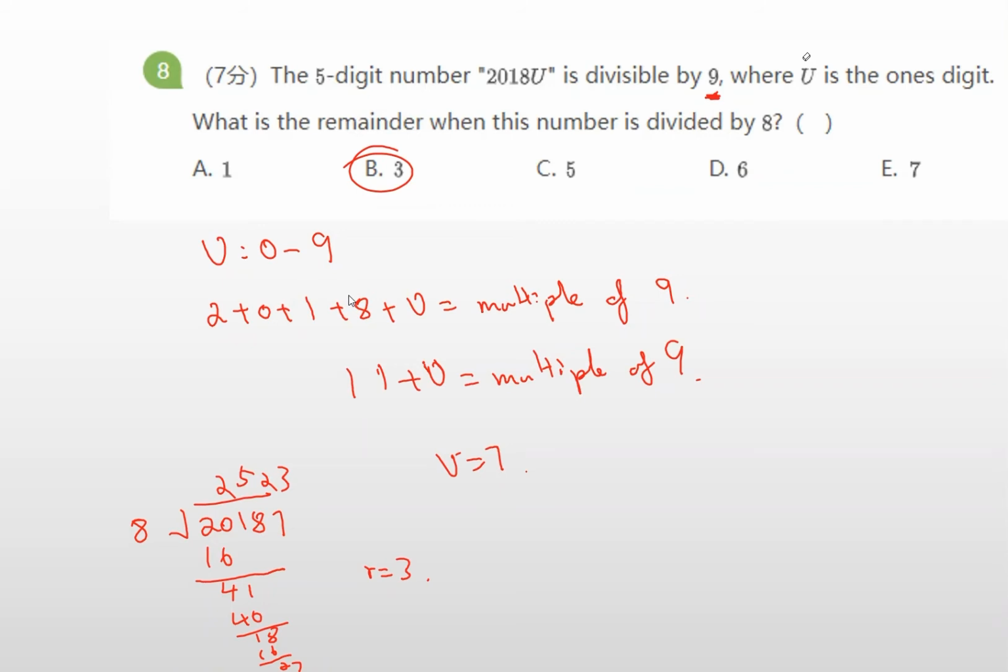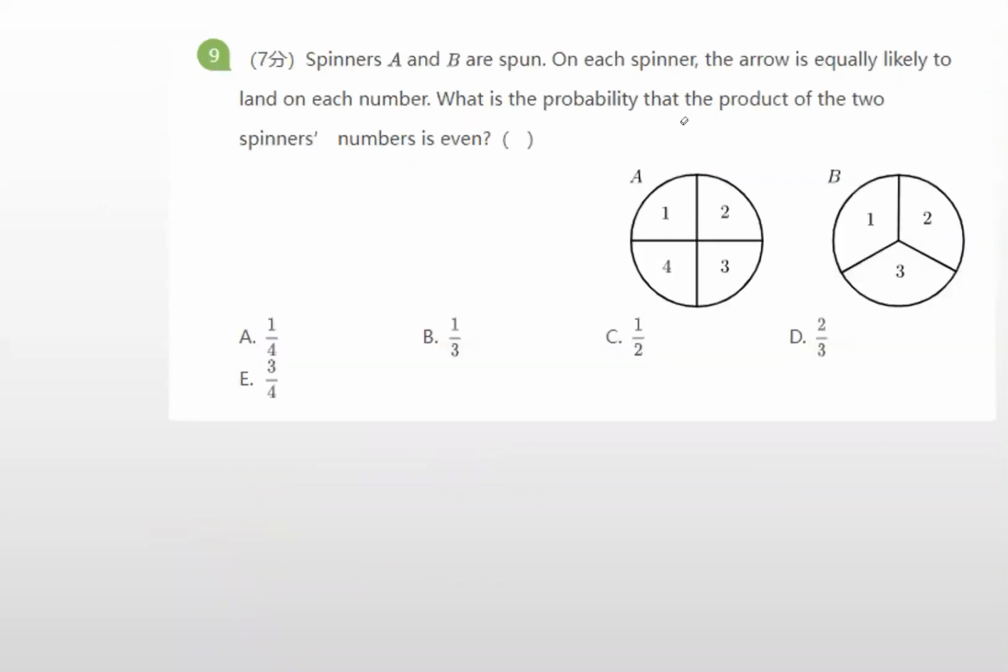So next question is question 9, where most of you got it wrong. I'm pretty surprised. So let's have a look at this one. We got two spinners, A and B, and they're spun. On each spinner, the arrow is equally likely to land on each number. So 1, 2, 3, 4, each number is a quarter. This one is a third.